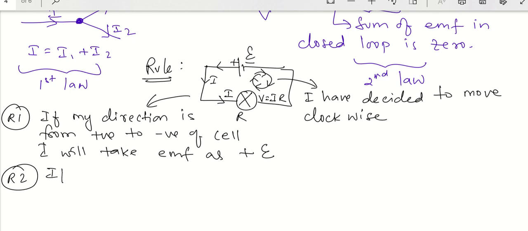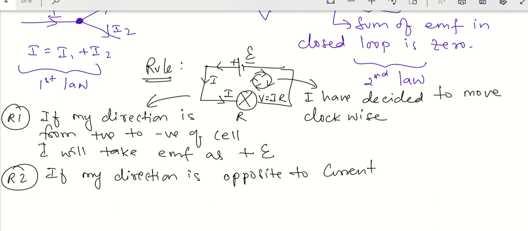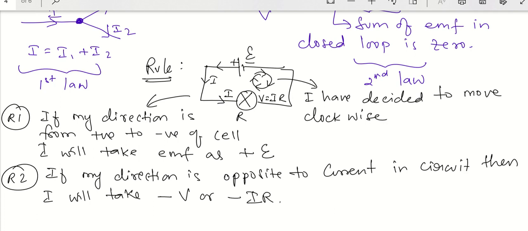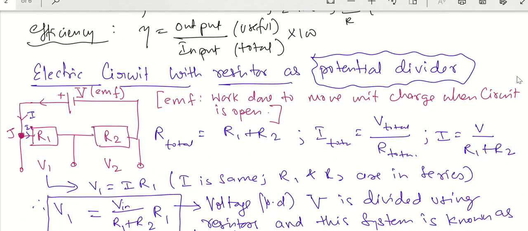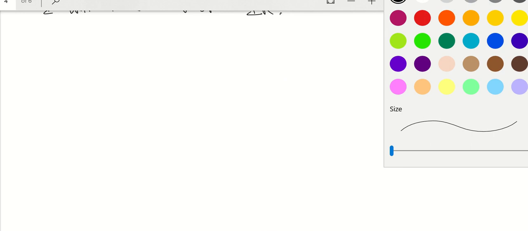So if my direction is opposite to the current in the circuit, then I will take negative V or negative IR. Okay, so I am going to use this now for working on the diagram. So let me just go down. I am going to take a circuit now and work here. Let me just draw one circuit here.